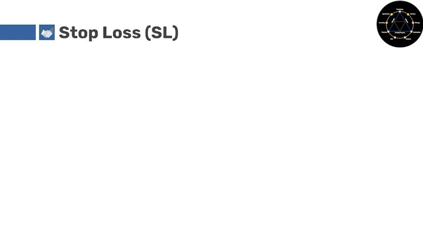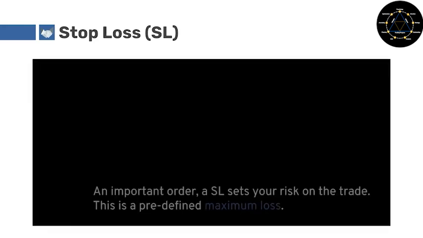So what about exiting a trade? Because if you enter a trade, you also need to have predefined points where you're going to exit, either for a loss or for a profit. There are two types of orders we can use, called a stop loss or an SL, and a take profit or a TP, which we'll go through now.